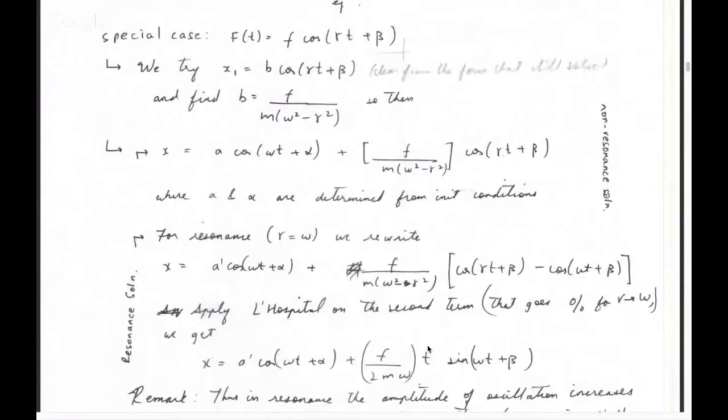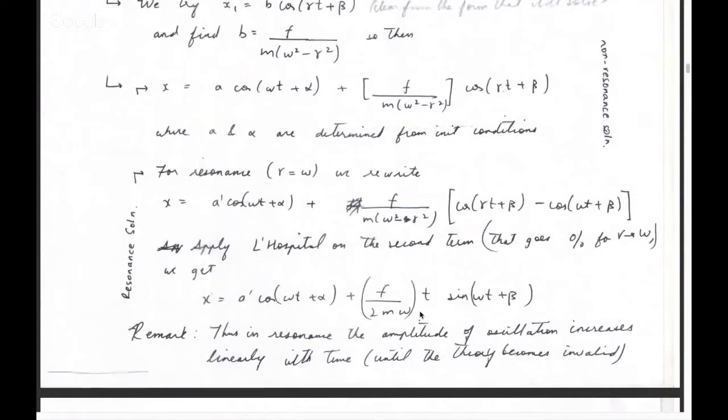Now we try to look at what happens near the resonance. Near the resonance, your x will be a dash cos(omega t plus alpha) plus small f by m(omega square minus gamma square) times cos(gamma t plus beta) minus cos(omega t plus beta). I have written a dash here because we have done some trade-off, taken some term inside, so that we can look at what happens near the resonance.